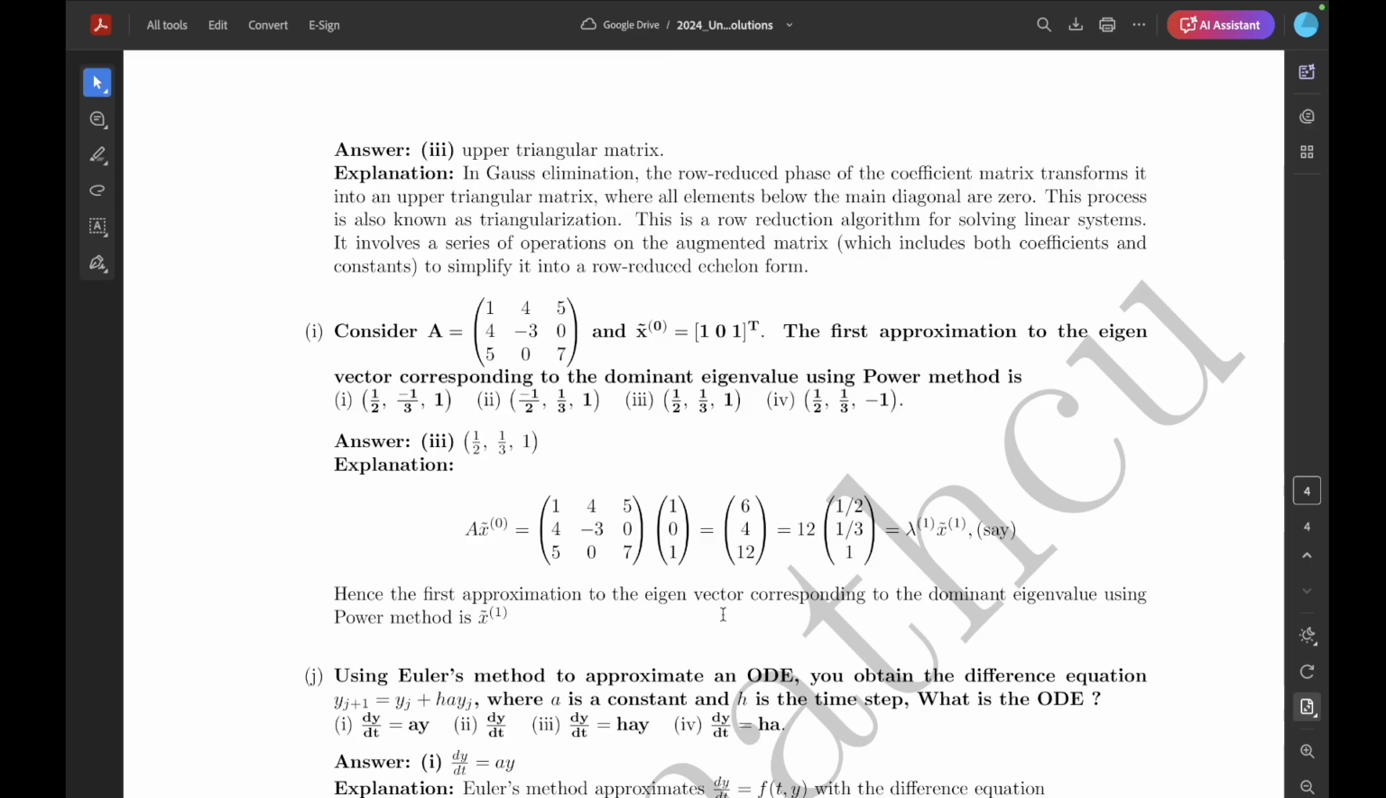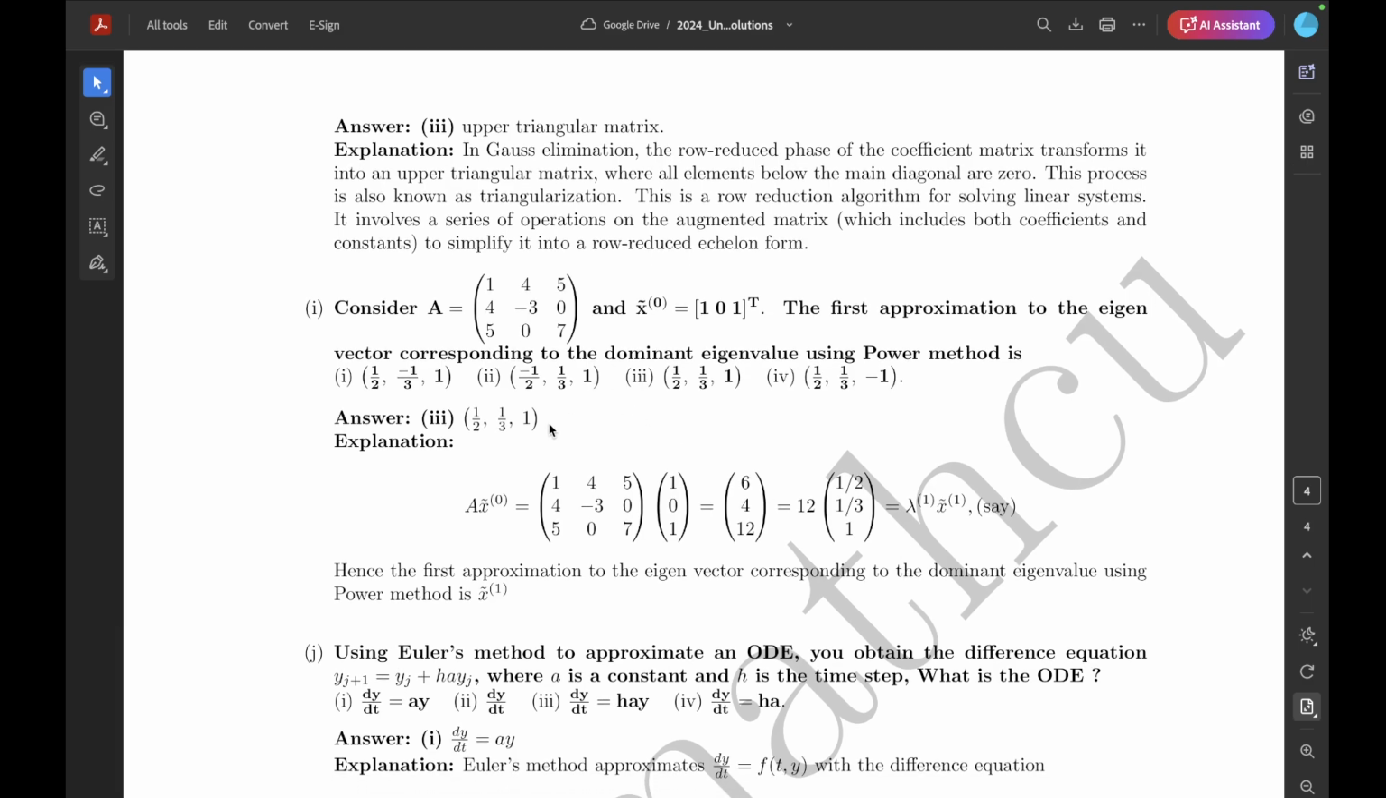Hence the first approximation to the eigenvector corresponding to the dominant eigenvalue using the power method is x tilde 1 equal to half, 1 by 3, 1. So the correct option is 3.